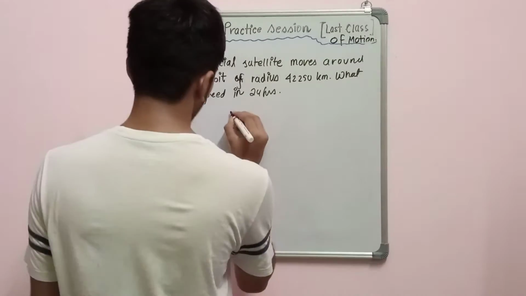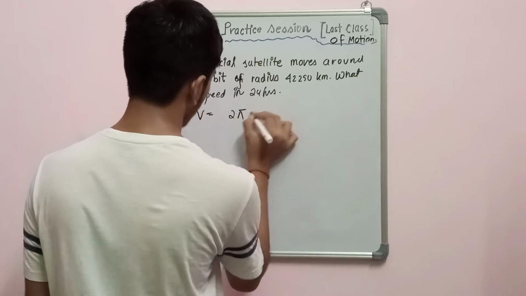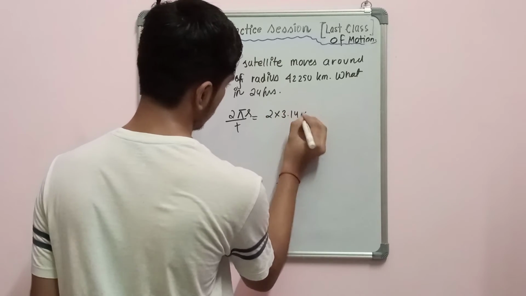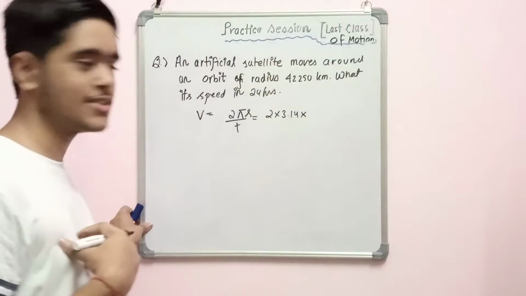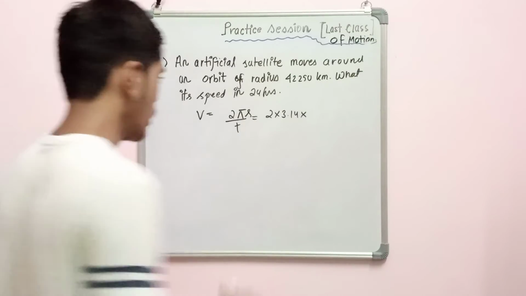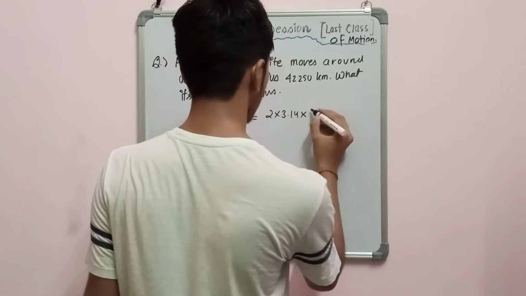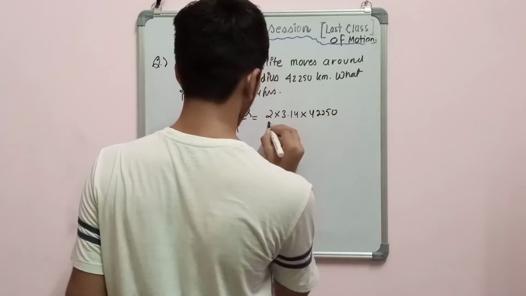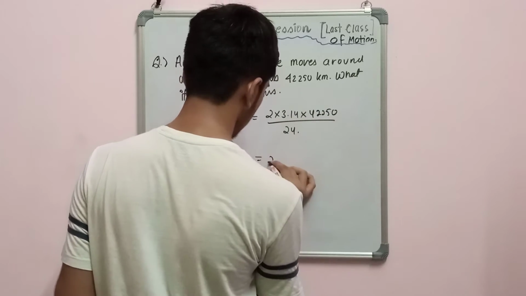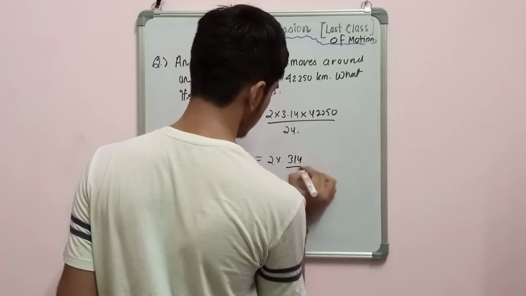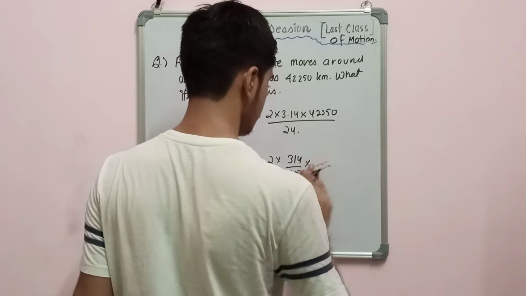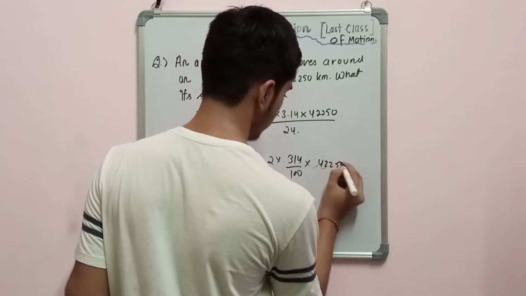Yes, very easy. So V is equal to 2 pi r upon time. 2 into 3.14, I am just taking 3.14 because I personally think that 3.14 becomes easy for me. So 2 into 3.14 into 42250 upon time is 24. Solve it out. Let us calculate the numerator first. So 3140 upon 100 into 42250.